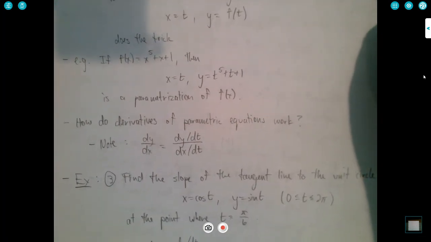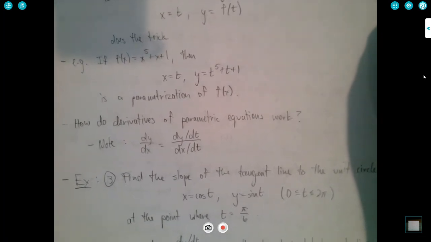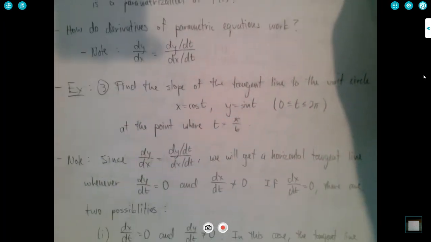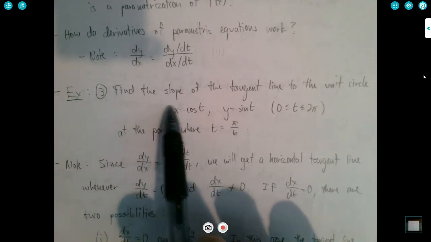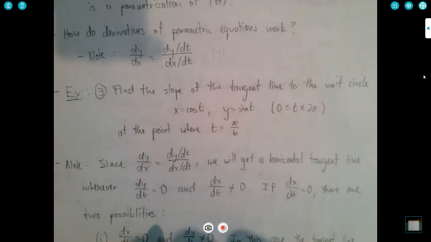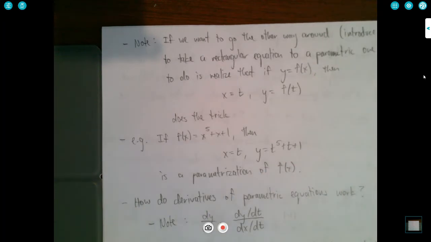The way that I said it may not sound very straightforward, but it'll become clear to you when we look at an example. So let's do an example, right? Let's say, for example, that we were tasked with finding the slope of the tangent line to the unit circle at the point where t equals pi over 6. Well, how would we do that? Well, we would just take the derivative of each one of those parametric equations individually, right?